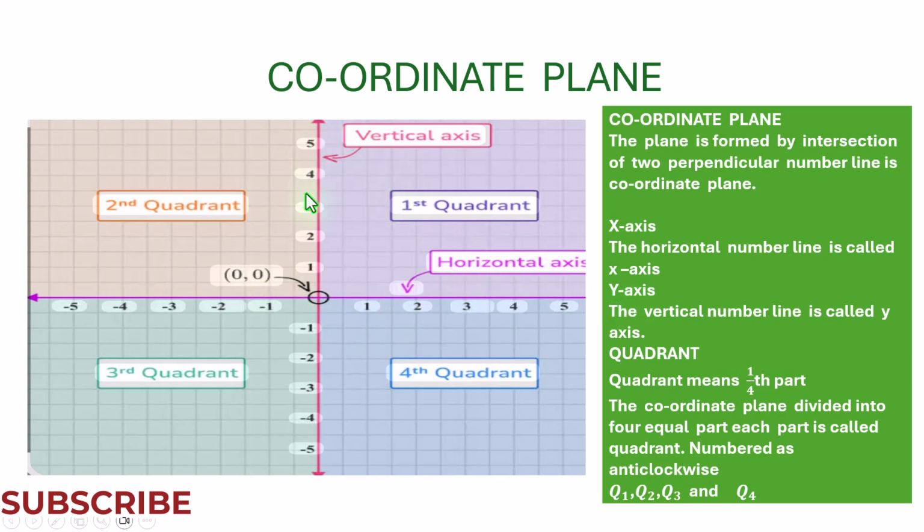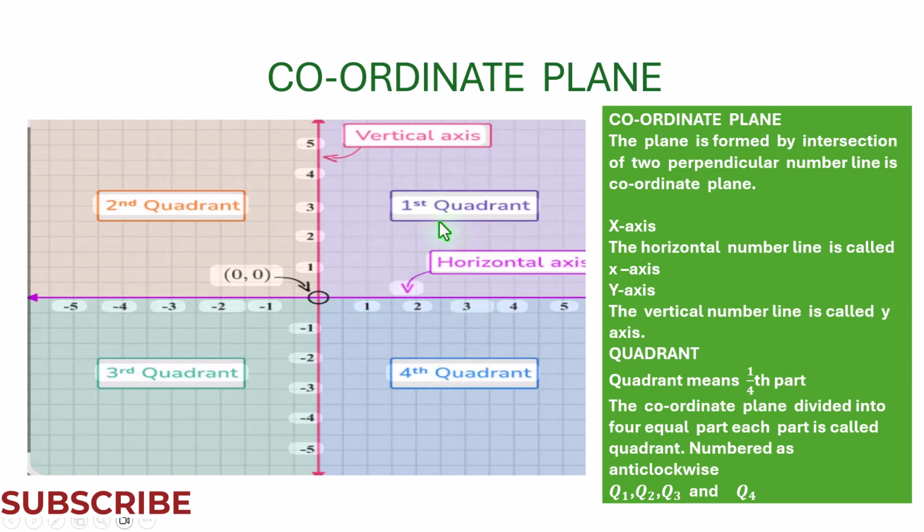The perpendicular number lines divide the coordinate plane into 4 equal parts. Each part is called a quadrant. Quadra means 1/4, so a 1/4 part is called a quadrant. The quadrants are numbered anti-clockwise: first quadrant, second quadrant, third quadrant and fourth quadrant.